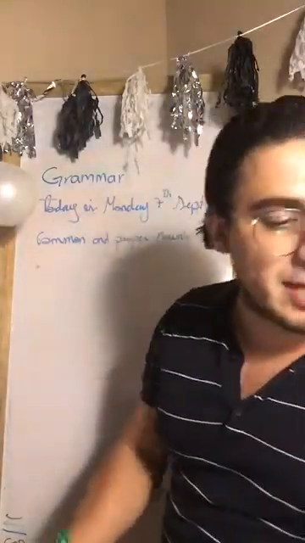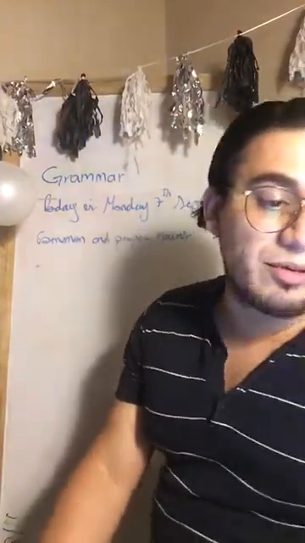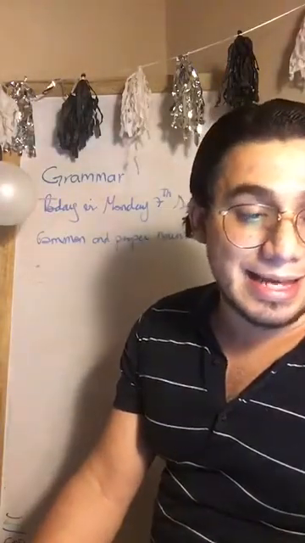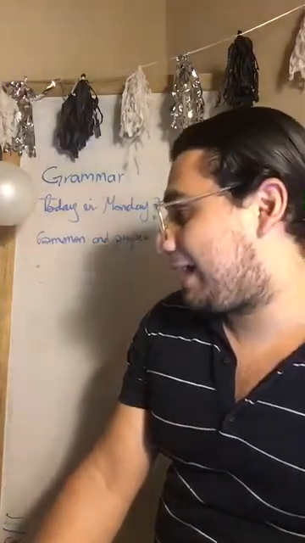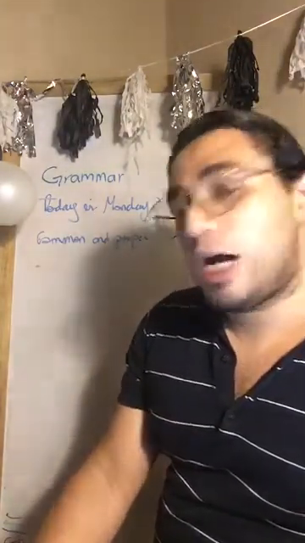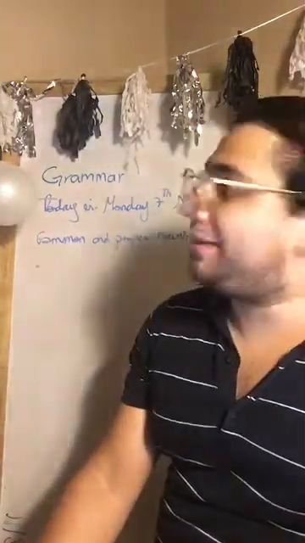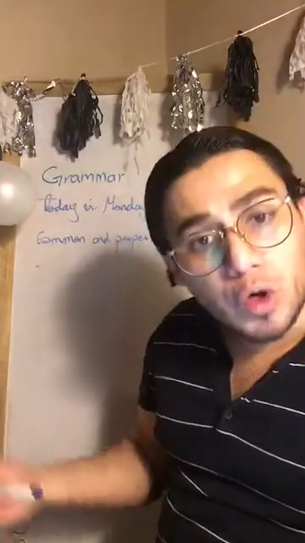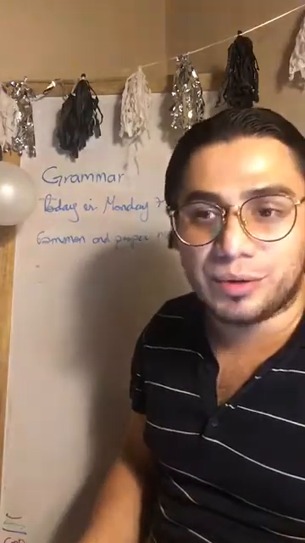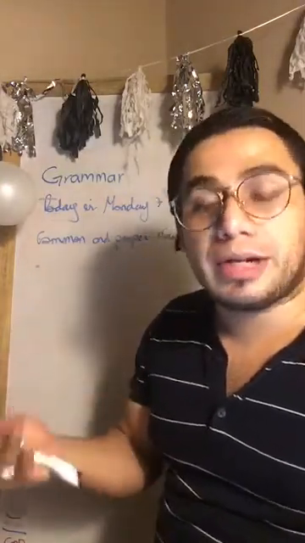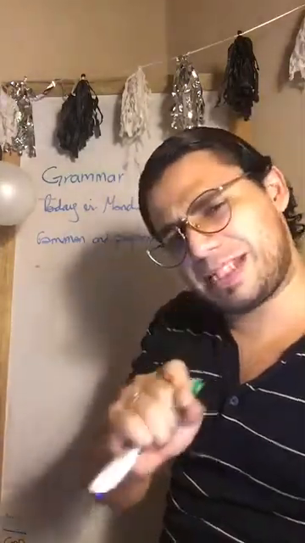According to the book, the explanation says common nouns are names for people, places, and things. They are general nouns, they're not specific. Places like hospital, school, things like book, marker, computer, telephone, refrigerator. Those are common nouns. Those are names for things that don't have specific names.